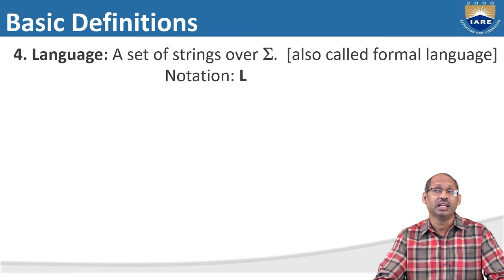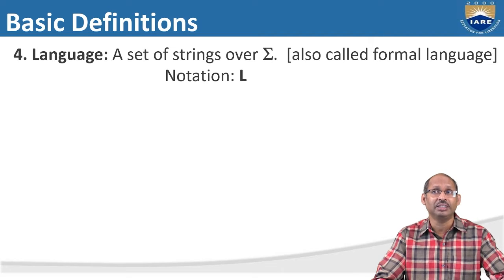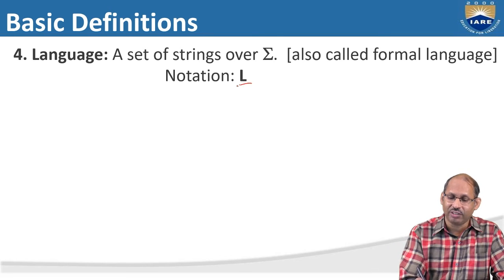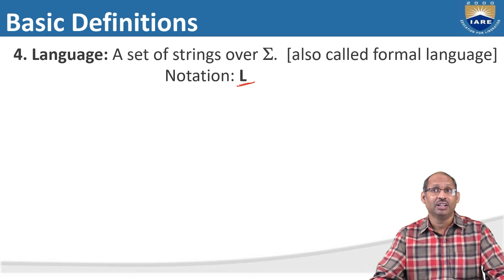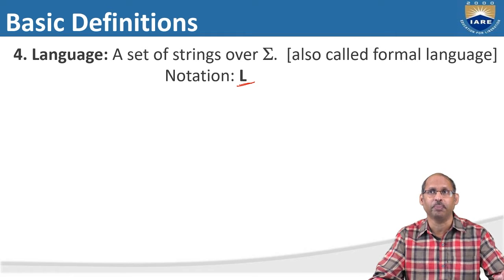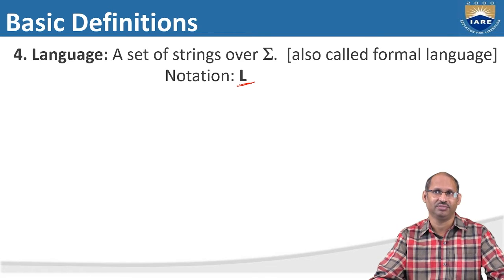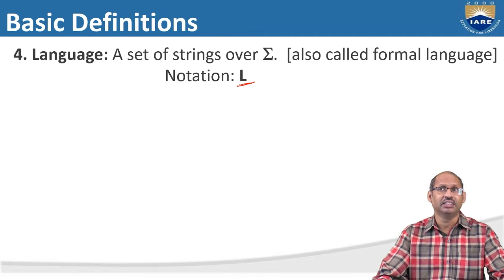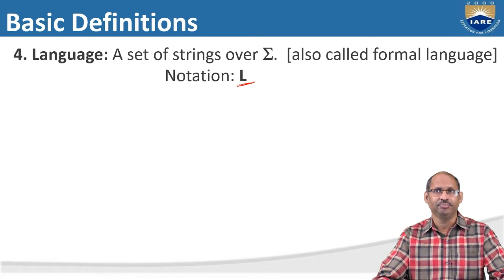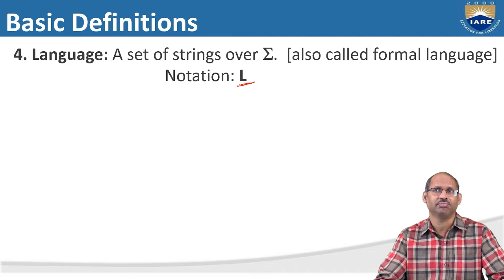Then, what is a language? A set of strings over some alphabet is called a language. We represent a language as capital L. What is a language? It is a set of strings. The strings are constructed from the symbols of some alphabet. What is an alphabet? A group of indivisible symbols. Concatenated symbols from an alphabet we refer to as a string, and a set of strings as a language.